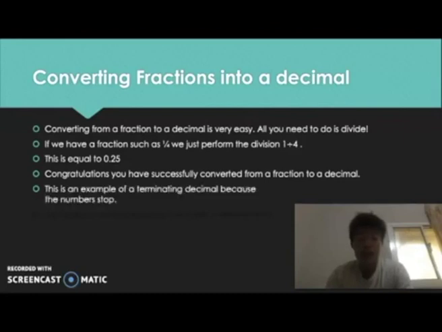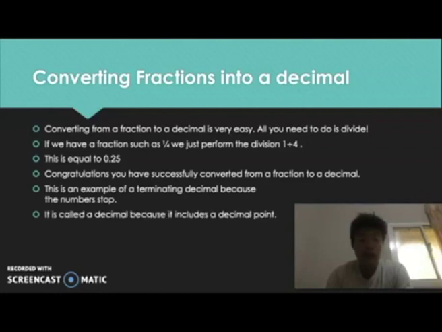This example is a terminating decimal because the numbers stop. What I mean by this is 0.25, the decimal ends after the number 5. It does not keep going on forever. We will go over non-terminating decimals in the next slide.